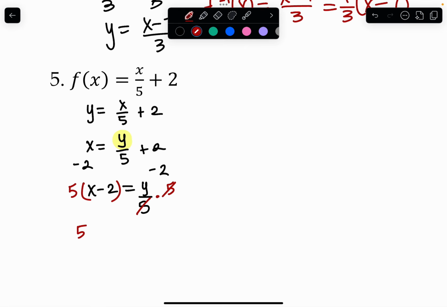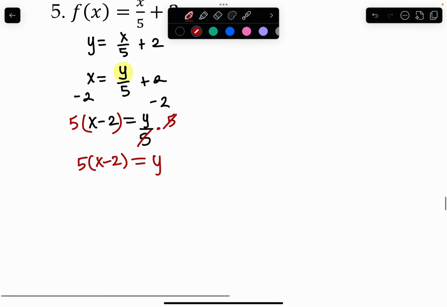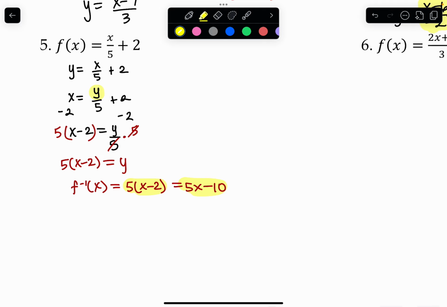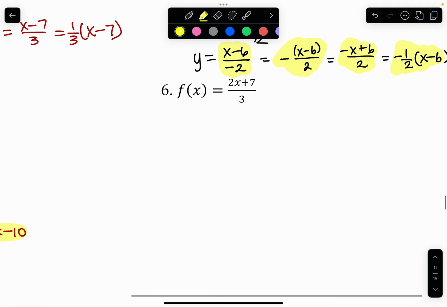You don't have to distribute it if you can't. And so our final answer, using the inverse notation, f inverse of x equals 5 times x minus 2, or you could distribute it and write it as 5x minus 10. Both of these would be counted correct, and recognize that they are the same on a multiple choice test.